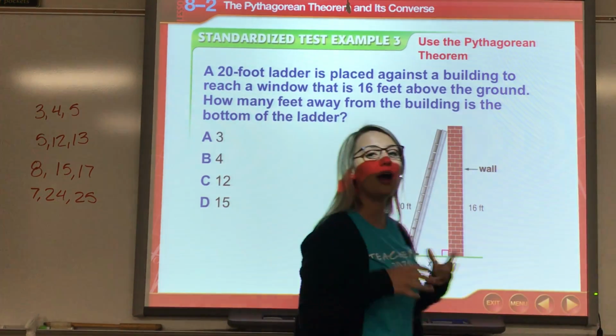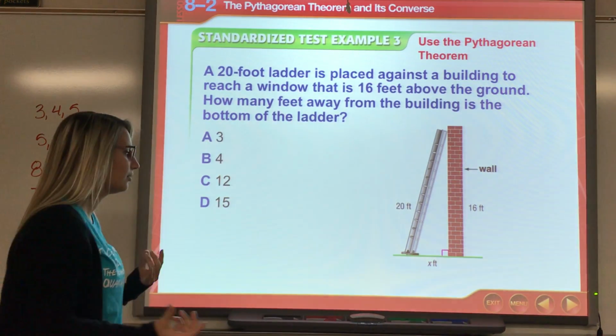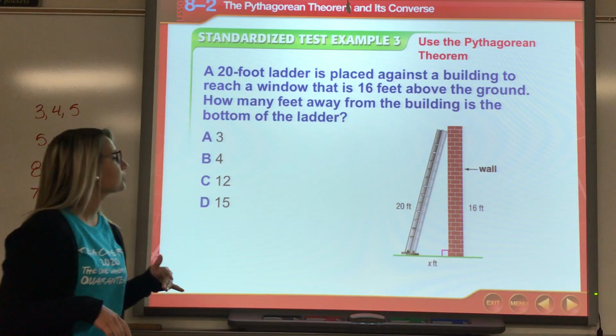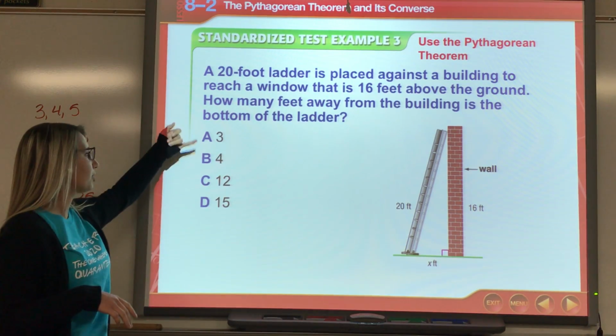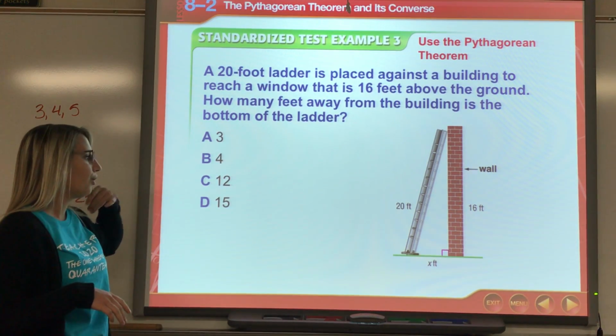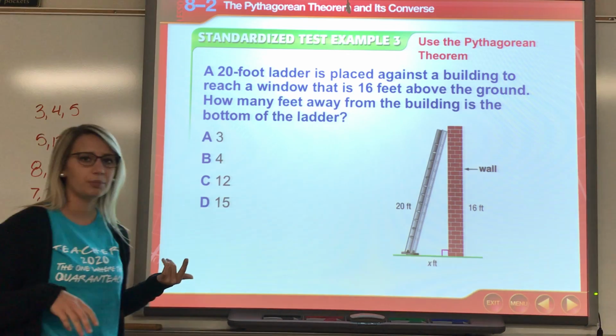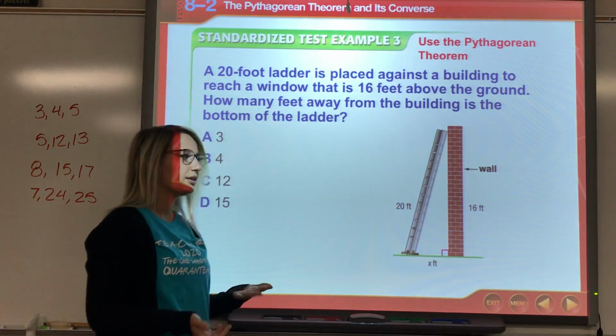Okay, and we want to know how many feet away from the ground is the ladder. So this gives us a couple options. It could be 3, 4, 12, or 15. And we're going to use some Pythagorean theorem and triples to figure that one out.